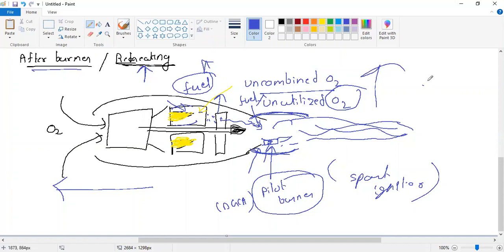Now let us understand this afterburner section. Just remember this in a jet engine: if you increase the temperature of the exhaust gases, higher the temperature, higher is the thrust.